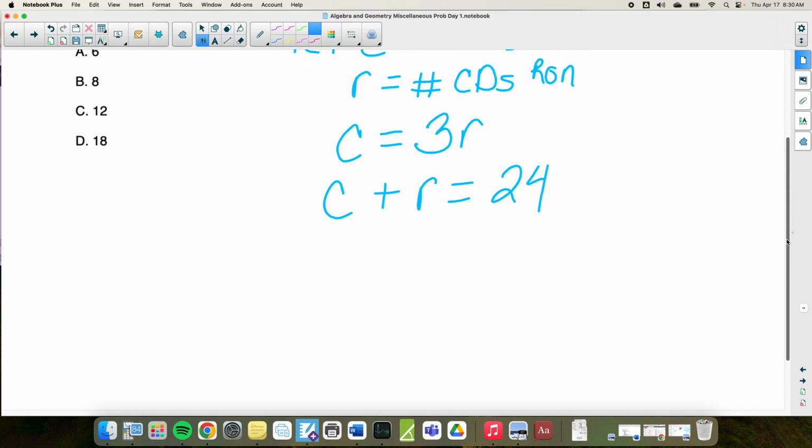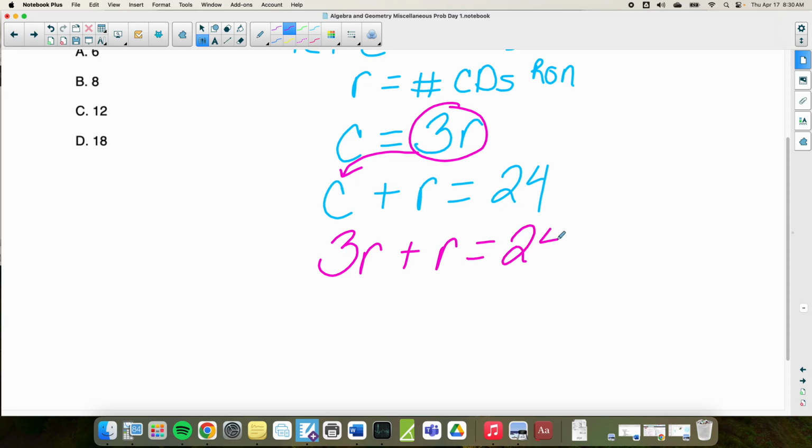Now, do you guys remember learning elimination was when they all matched up and you tried to get rid of one of them, okay? Another thing that we can do is we can take this and do substitution. This one actually is easier with substitution. I can take this 3R and put it in there for C, and then I'd have 3R plus R is 24. 3R plus R is 4R. Divide by 4, and R is 6, okay?